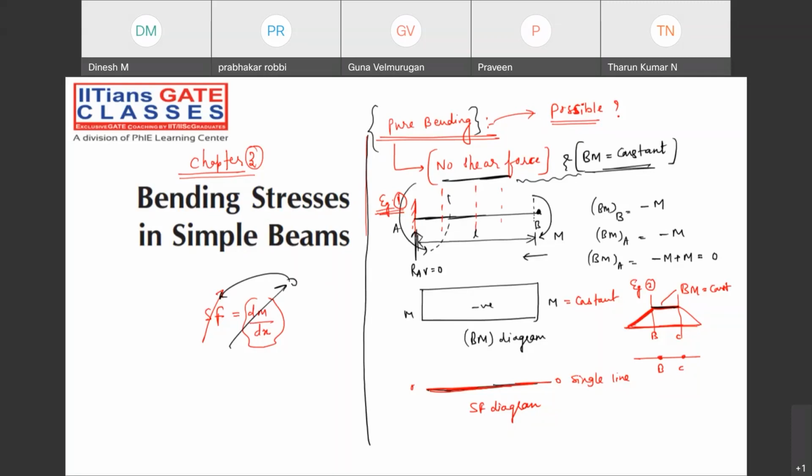So pure bending means no shear force, and the bending moment must be constant. Once it is done, let me know. Shear force is equal to dM by dx. Of course, shear force will be 0, so dM must be 0. dM being 0 means the bending moment is constant, that is dM by dx is 0. From the mathematics also, it is proving that. Once it is done, please let me know. Done, right? I think. Perfect.